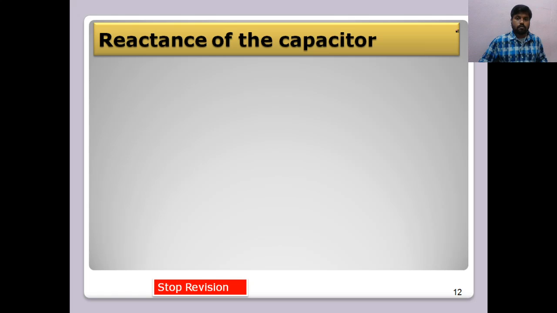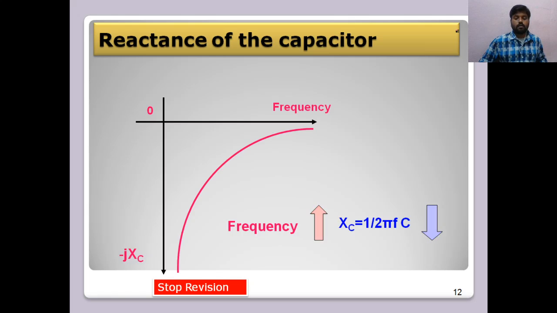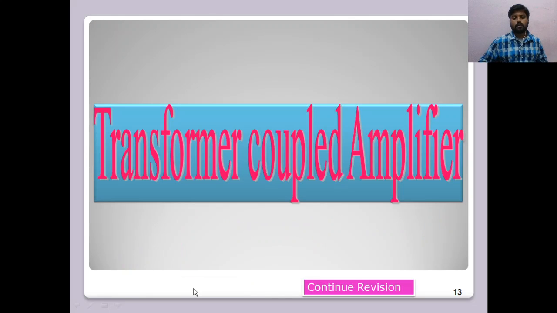Why the gain of the RC coupled amplifier at low frequencies and high frequencies is reduced, and why it is constant at mid frequencies, all this we discussed in yesterday's class. Let us directly go to the transformer coupled amplifier.